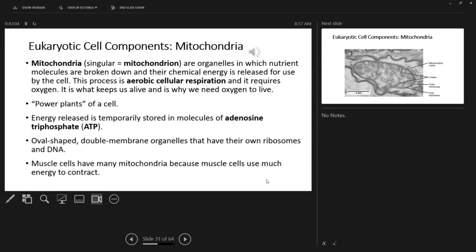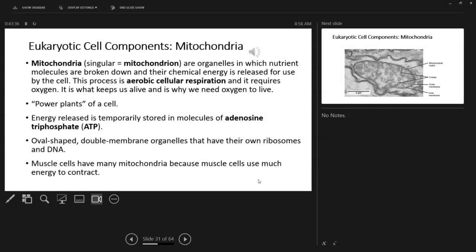Okay, mitochondria. We're going to do a whole chapter on this, I think chapter 4 or 5, on this process called aerobic cellular respiration that occurs in the mitochondria. This is a chemical reaction for breaking down nutrient molecules like sugar to get the energy out of them to keep the cells alive. And those chemical reactions require oxygen. That's what aerobic means. Requires oxygen.